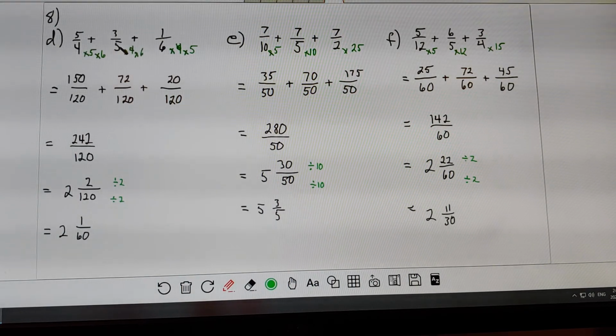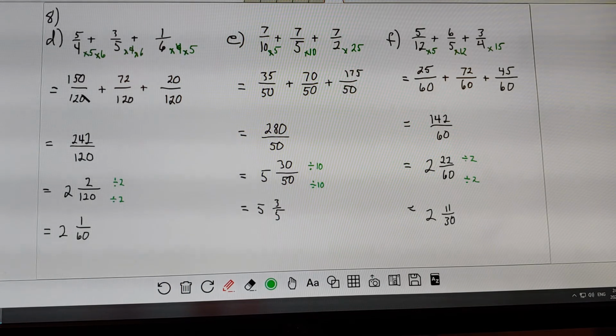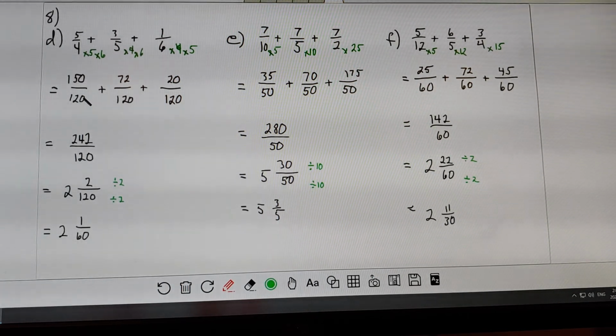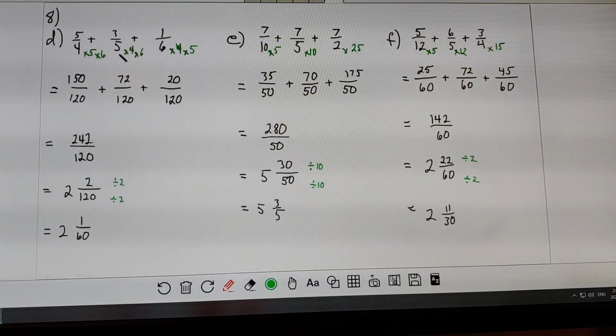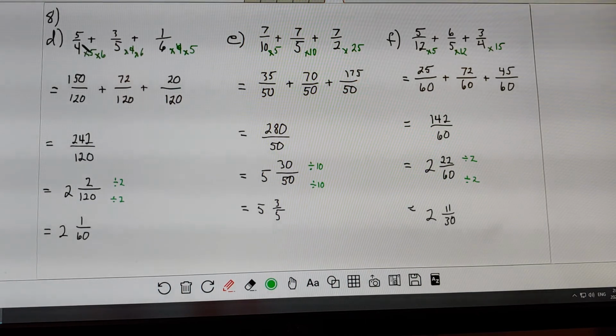That's not a multiple of 5. So I'm just going to multiply all 3 of them together. 4 times 5 times 6 is 120. That's my common denominator. So then this whole fraction, 5/4, needs to be multiplied by 5 and by 6, the other 2 denominators. So that's what I did here.